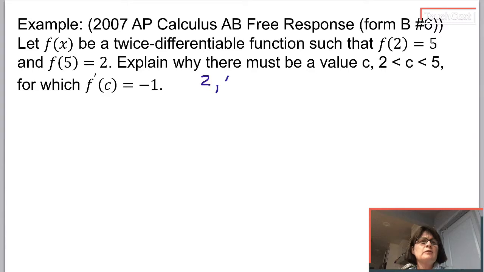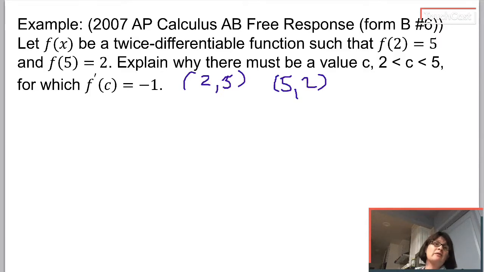I know (2, 5) is on that function, and I know (5, 2) is on f. I've been asked to explain why there must be a value c in between 2 and 5 for which f prime of c is -1. So remember we said if we're going to apply the mean value theorem, we need a function, in this case f. We need to care about proving the existence of an output of f prime. So that's what I have here.